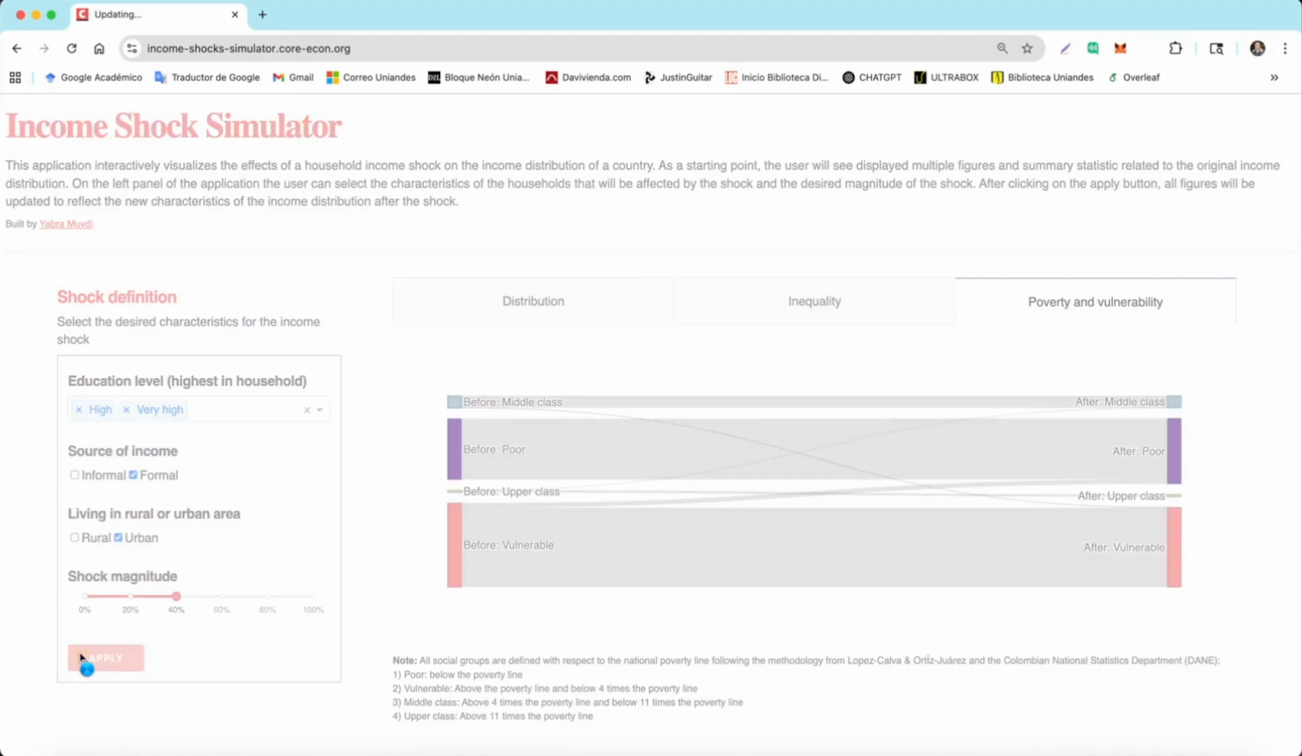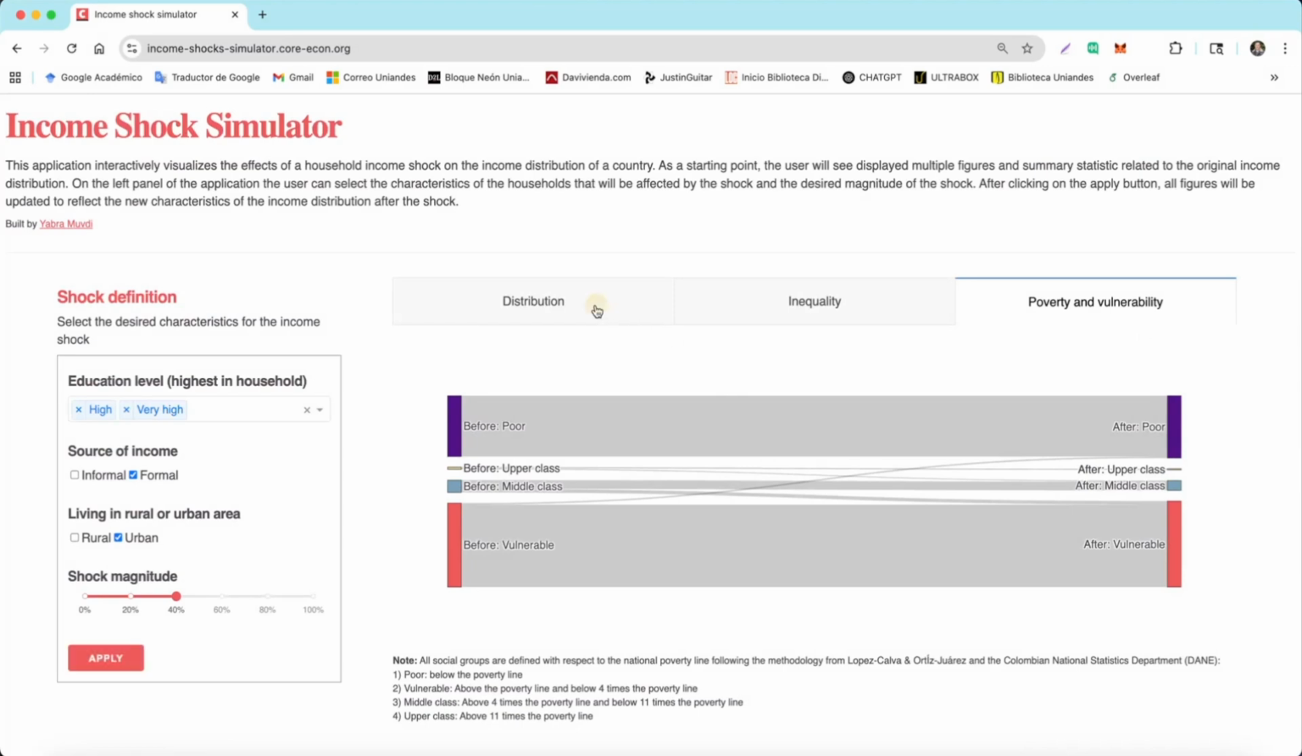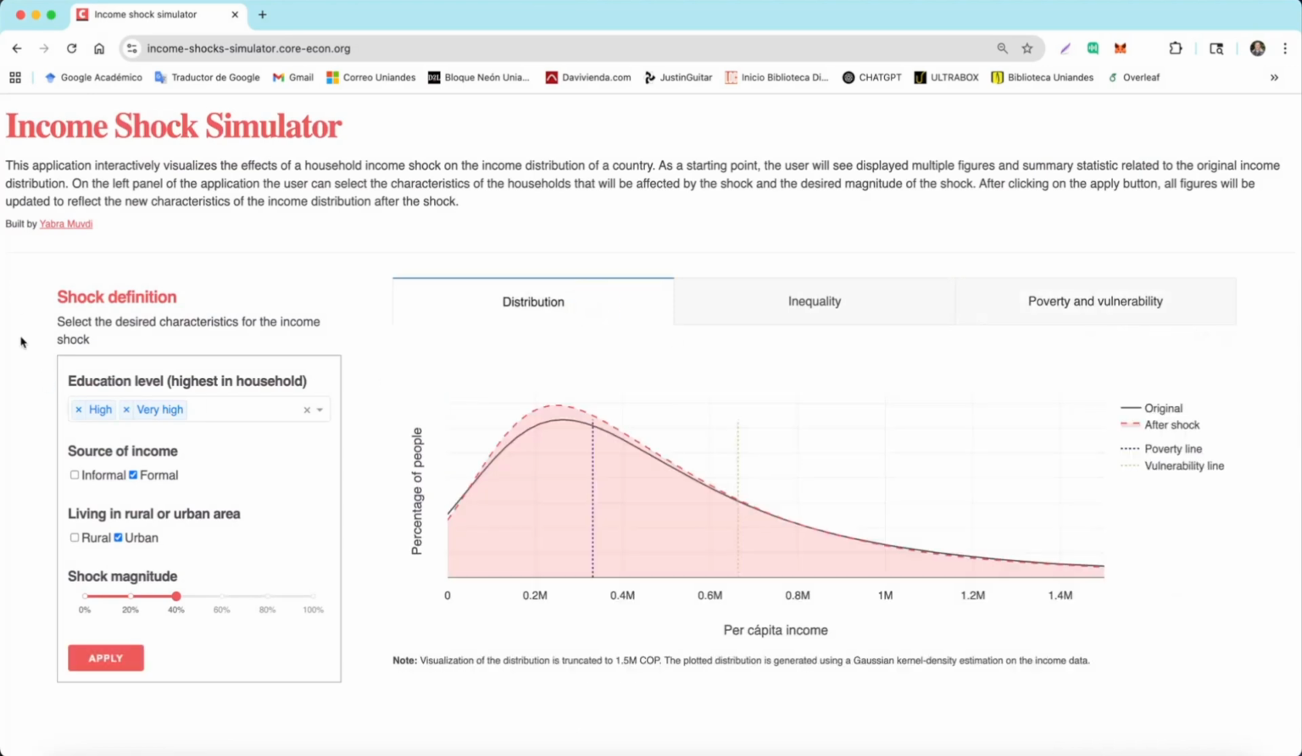We will now apply this simulation and observe what effect it had. We see an interesting effect on the income distribution. Now, a portion of the population that was in the high income bracket will shift to the left. In other words, this part of the distribution becomes more populated. That is to say, the total number of individuals living below the poverty line significantly increases.